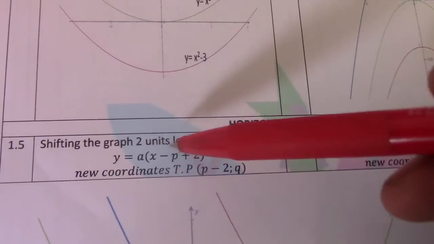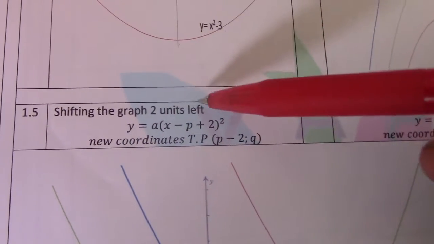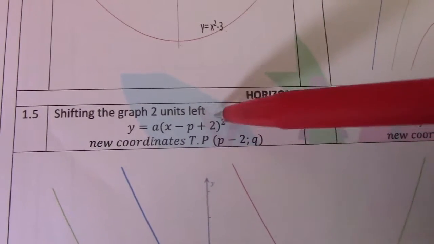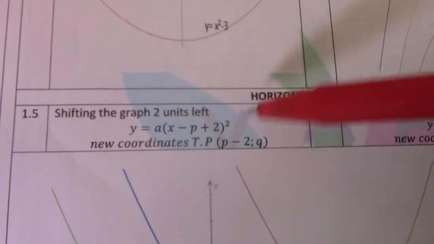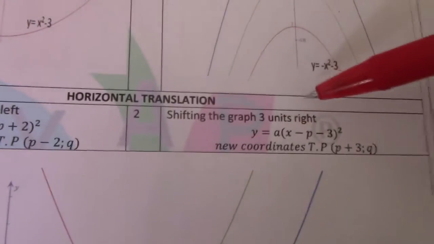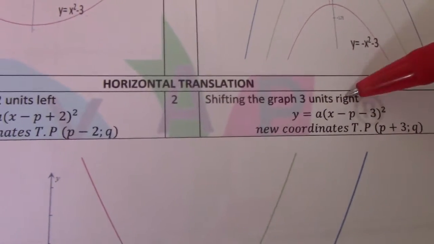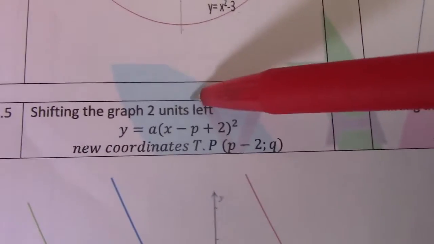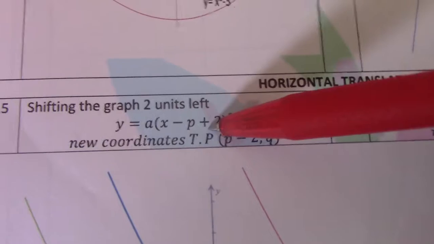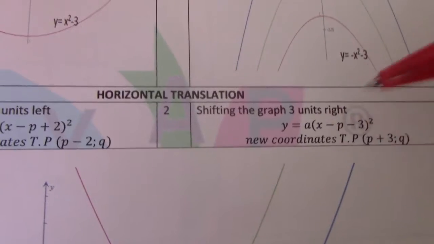Horizontal translation shifts the graph left or right. If we look here, if I take ax squared and shift the graph 2 units left, it becomes (x plus 2) squared. My new coordinate would be minus 2, and my q value is there. Shifting the graph 3 units right, I put it in as negative 3. So you should take note: 3 units right, minus 3; 2 units left, plus 2. So to the left is positive and to the right is negative. That's because we have to simplify.